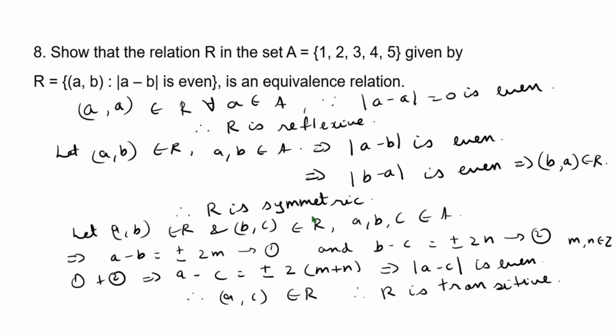So we have got R is reflexive, R is symmetric and R is transitive, which means R is an equivalence relation.